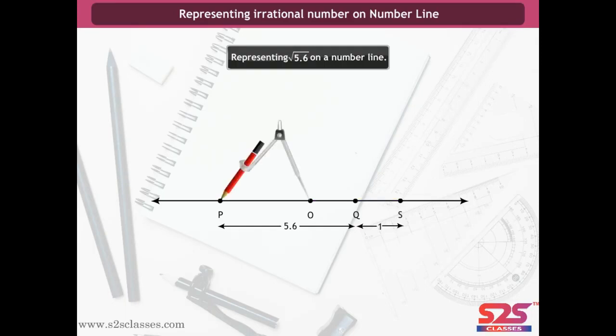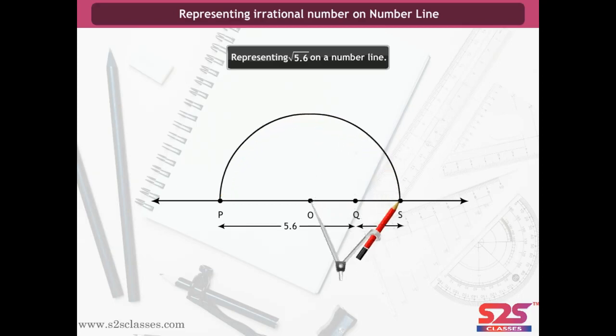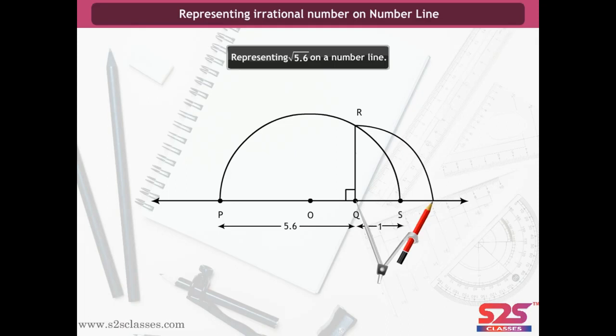Place the compass at the point O and take radius OP and draw a semicircle as given here. Draw a perpendicular line on Q and meet it at point R. Take Q as center and draw an arc with length of QR as shown here. This arc intersects at point T and length QT is root 5.6 units.